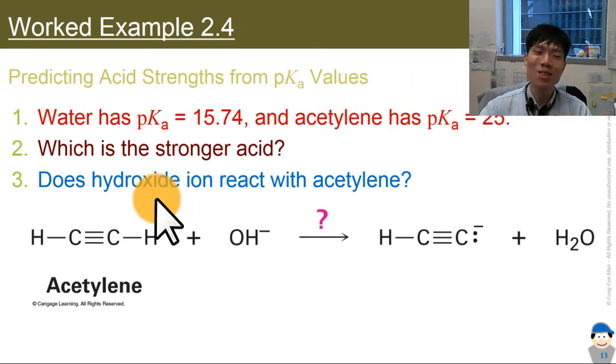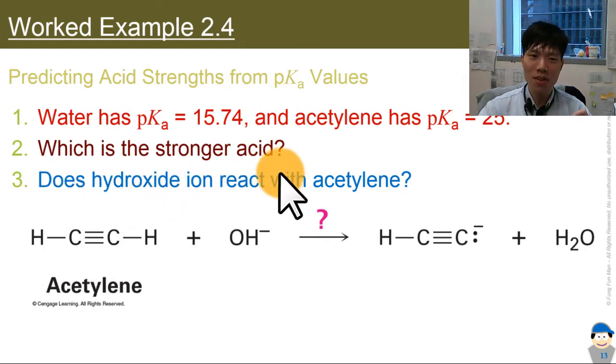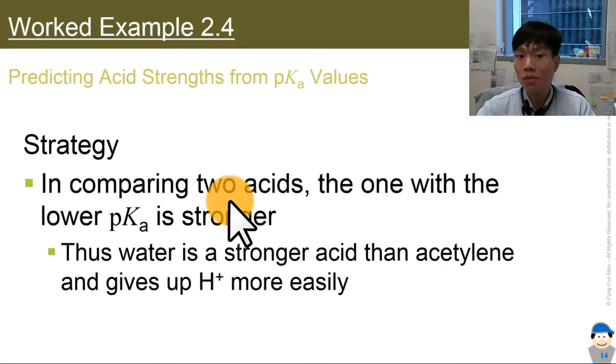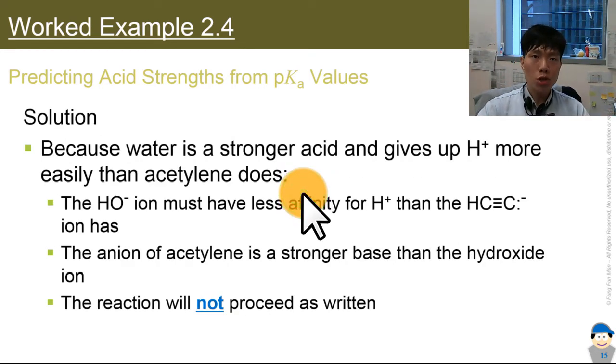Got it? So now the third question is, does hydroxide ion react with acetylene? We went through this. We compared the pKa value, understand the terms, the translation between pKa, Ka, and strength of acid. Now to check whether the equation goes through, the answer is no. Because water is a stronger acid, so water prefers to give up H plus compared to the acetylene. So that means if you compare the stability of the conjugate base, the hydroxide, and the anion coming from the acetylene, who can stay there longer?